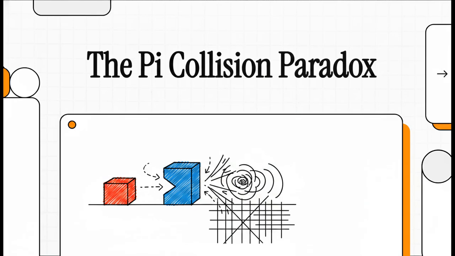Welcome to this explainer. I gotta tell you, I am absolutely thrilled you're here today because we're looking at what is easily one of the wildest, most mind-bending mathematical facts I've ever come across. Literally, it's gonna change how you look at the hidden patterns of the universe. We're starting with basic physics and ending up somewhere totally unexpected with the pi collision paradox.